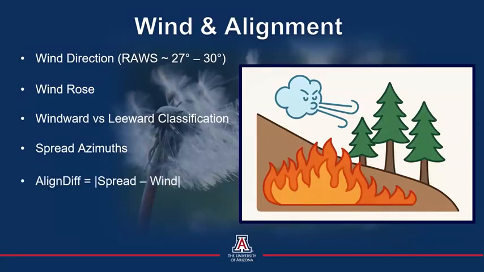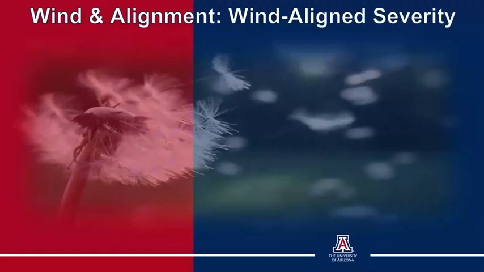I then compared those to spread directions with the wind to create an alignment metric named align diff, which measures how closely the fire's movement matched the wind. Finally, I correlated the align diff with RDNVR to see whether more substantial wind alignment corresponded to higher burn severity and whether lower alignment reduced that effect.